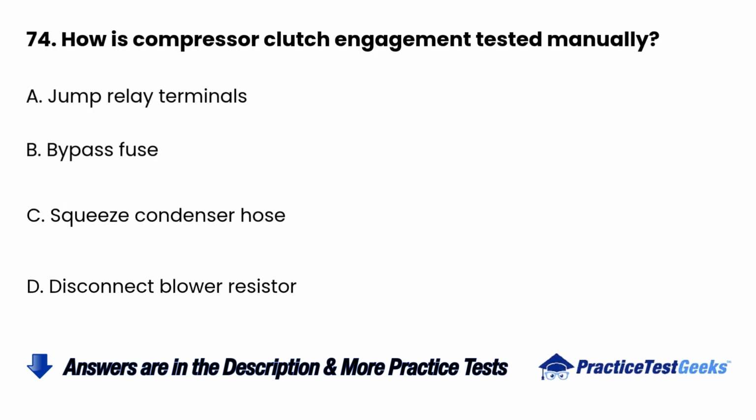74. How is compressor clutch engagement tested manually? A. Jump relay terminals. B. Bypass fuse. C. Squeeze condenser hose. D. Disconnect blower resistor.